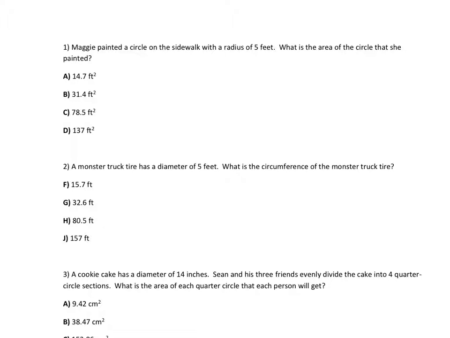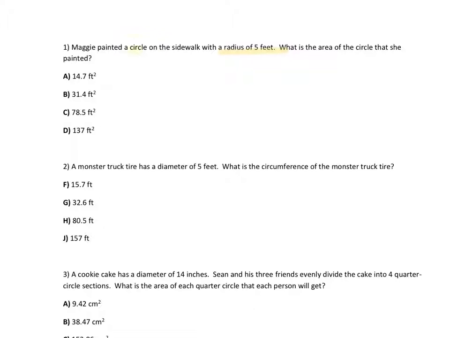Number 1, this is the Unit 7 test correction. So we're going to go through, highlight, or mark whatever I mark, write it down onto your paper. So number 1 says, Maggie painted a circle on the sidewalk with a radius of 5 feet. What is the area of the circle that she painted? Okay, so important information. So we have a radius of 5 feet.